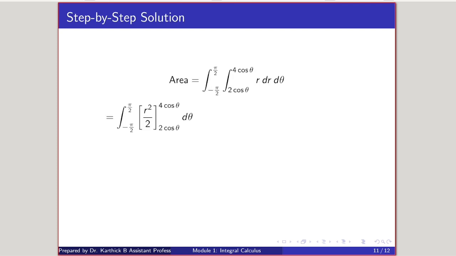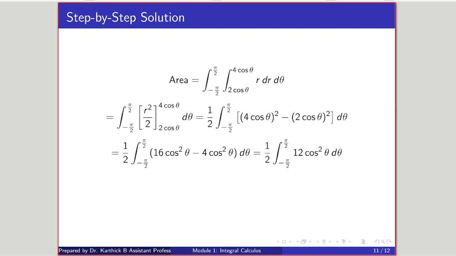So here it is r dr, we can evaluate as r square by 2, then apply the limits, and if I'm squaring off, it will be 16 cos square theta minus 4 cos square theta. Then we can make a subtraction between the two terms. You will get 16 minus 4, it will be 12. So we may take the 12 outside the integral. Then it becomes 6 into cos square theta.